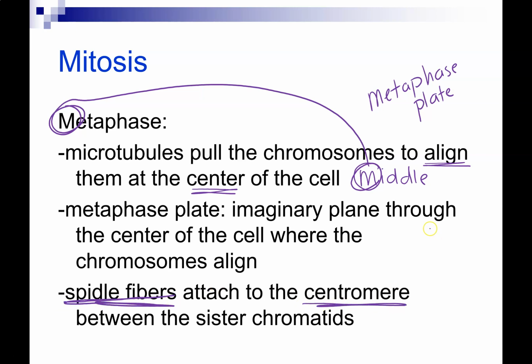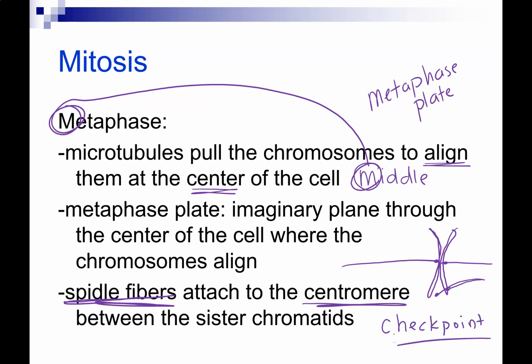So if we kind of draw a little sister 1 and sister 2, the spindle fibers attach right there, and they come in over here. Now, if they, let's say, grab right there, or they miss, and they go for there, that's going to be a problem, because if they miss, they're not going to separate the sister chromatids correctly. So I'm going to just write here, this is going to be a checkpoint right here, but we'll talk more about that in the last slide.